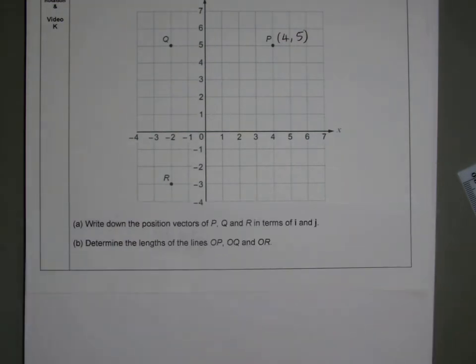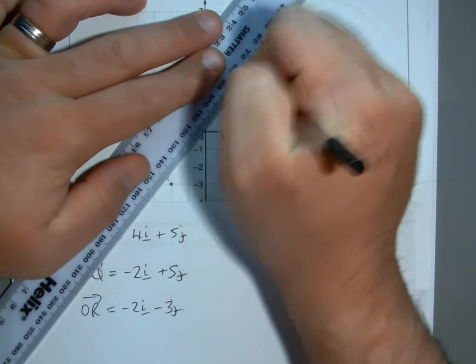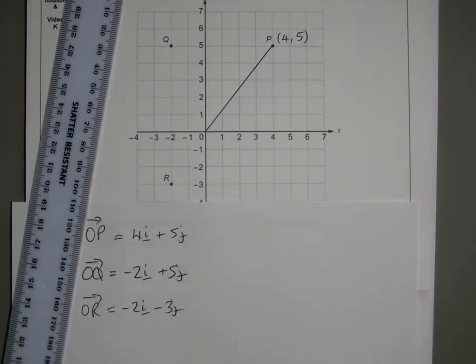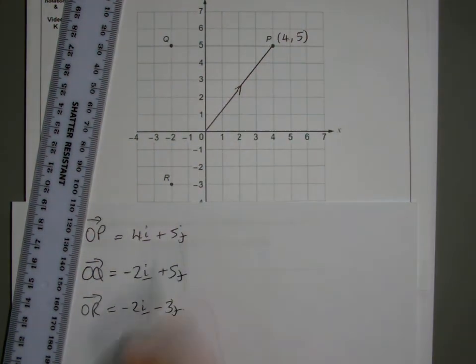Okay, so we've got the position vectors. Then in part b, it says determine the lengths of the lines OP, OQ, and OR. To get the lengths, let's focus on OP to begin with. I've got the vector OP now. So what I really want to do is find the size of this vector. If I can find the size of this vector, I've then found the size of this line. Because remember, that line is represented by this vector, and the size of that line is the magnitude of the vector.